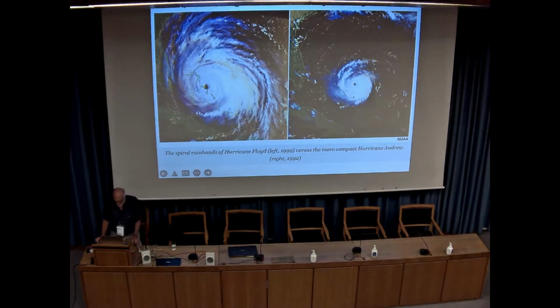Okay, so here is again a couple of different hurricanes. They have a tremendous variation in size. So this is Hurricane Floyd again, somehow visualized, so you could see the spiral rain bands beneath the cirrus and the cirrus anvil shield. And here's Hurricane Andrew, much smaller.